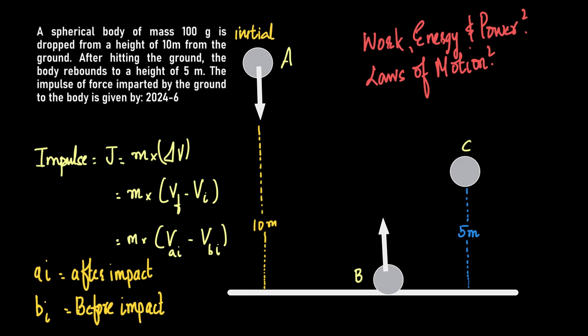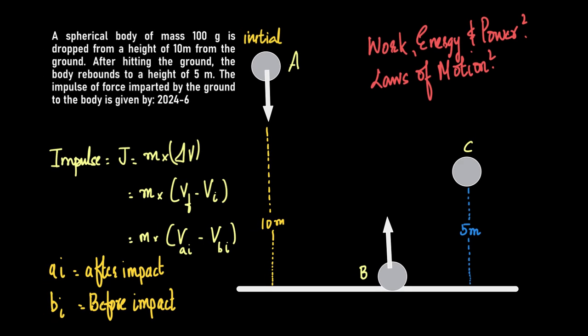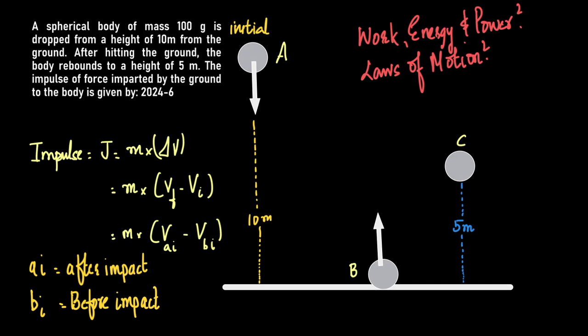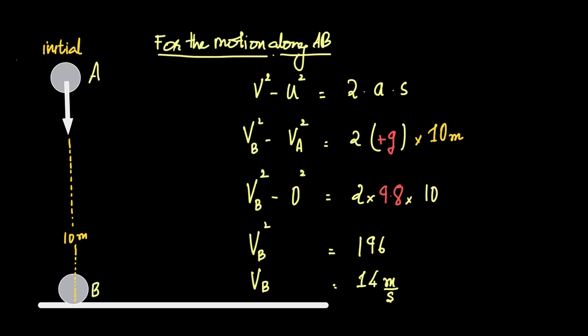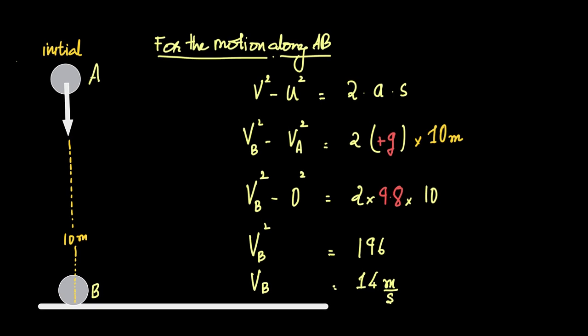So I think we will go through this question in three different perspectives, trying to solve the same problem using different ways, and then one more discussion on the rebound itself. Yeah, I think three and one. Okay, so this is one, for the motion along AB.